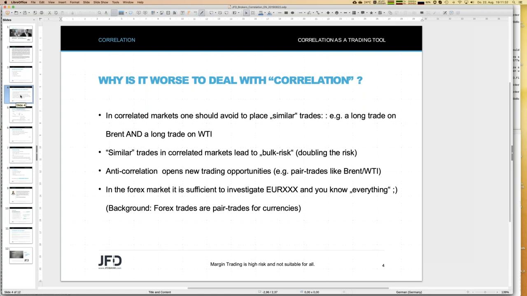I already introduced a little bit the idea that if you investigate Euro XXX, you know everything. The reason for that is simply that Forex trades are indeed pair trades on their own, because a Forex trade is a pair trade of two currencies. It's always a little bit tricky, and I mentioned that several times, what we are really doing if we buy a long trade on Euro US dollar. In this case, we would believe, okay, the euro gets stronger or the US dollar gets weaker.